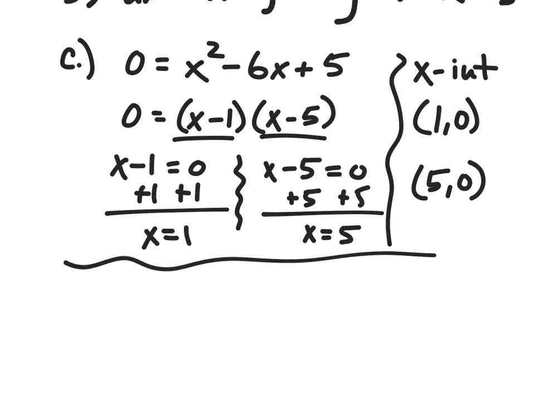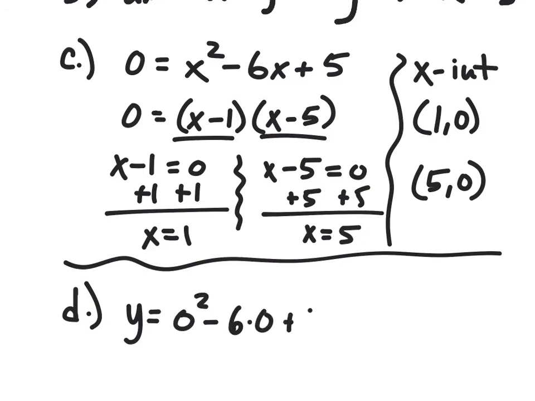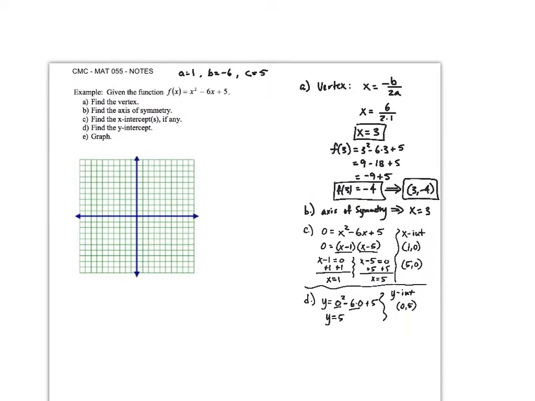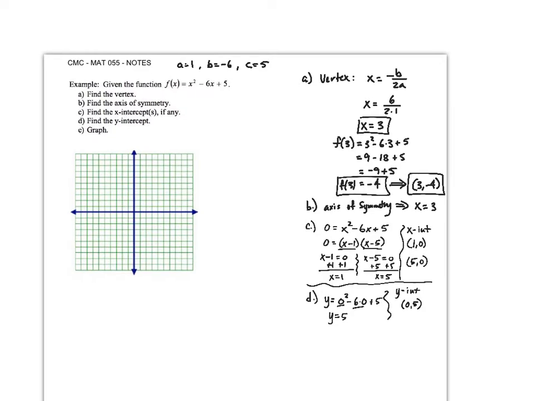Part D wanted us to find the y-intercept, so I'm going to do y equals, plug in 0 for x, so 0 squared minus 6 times 0, and then plus 5. That's going to be 0, that's going to be 0, add it to 5, you get the value y equals 5. So then my y-intercept is the point 0 comma 5. So we've done everything we need to do.